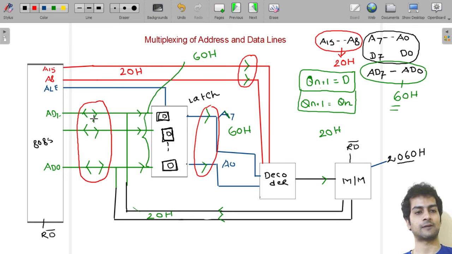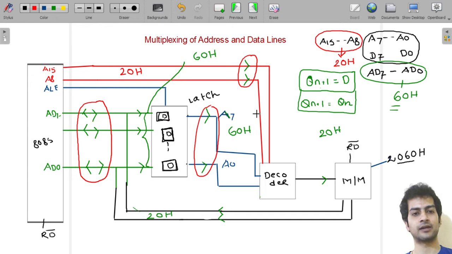It is bidirectional because at one instant it is dealing with addresses, taking addresses from the microprocessor towards peripheral devices, and in the next instant it is dealing with data, bringing data back from peripheral devices to the microprocessor. So it is bidirectional. I hope it is clear.